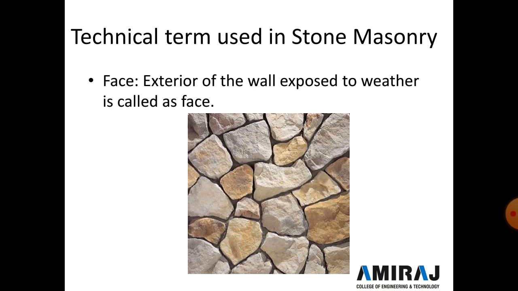Now here are some of the technical words used in stone masonry. One by one we discuss all the technical terms. First is the face. What is face? The exterior of the wall exposed to weather is called the face.